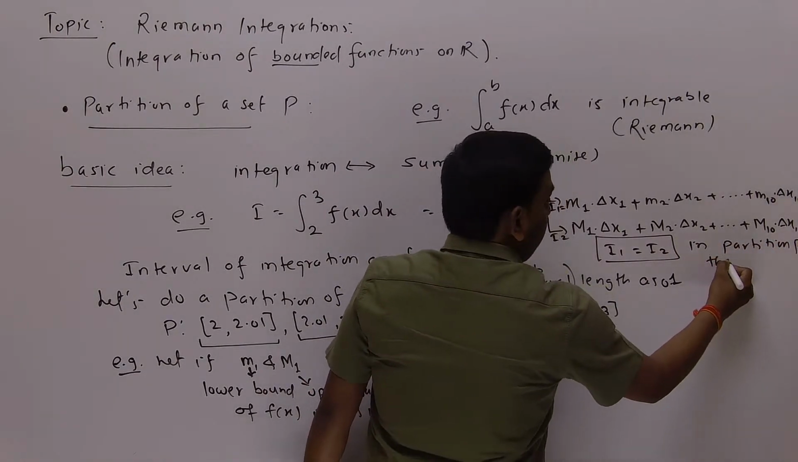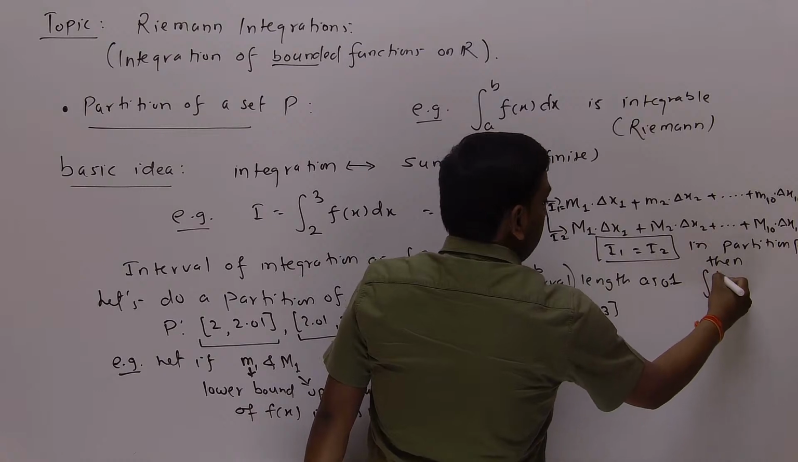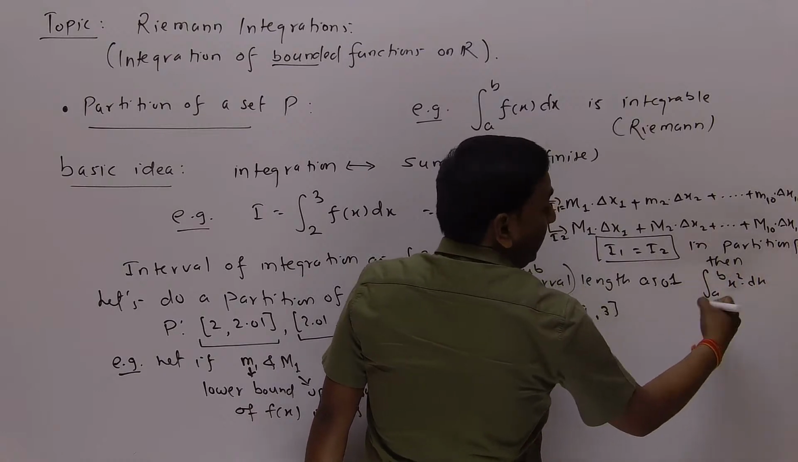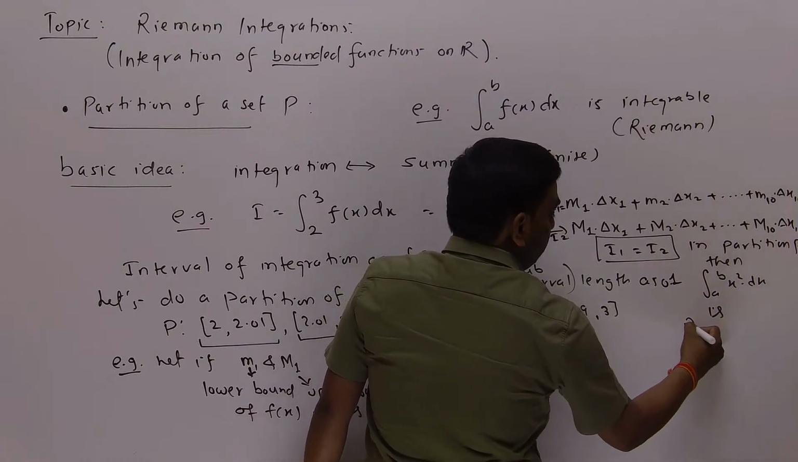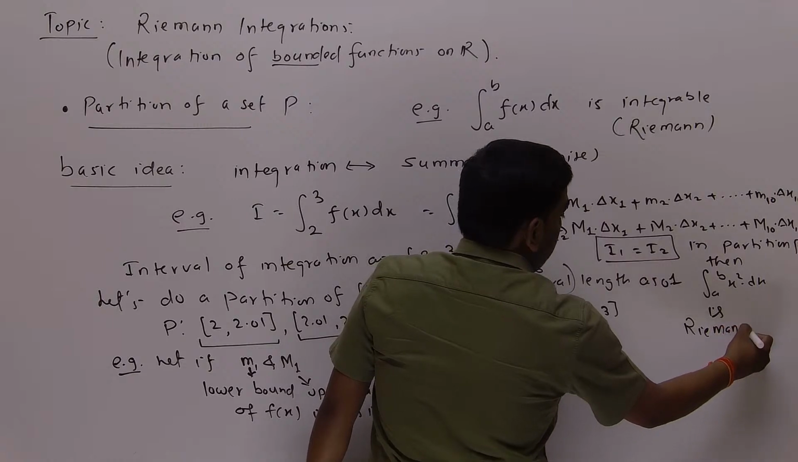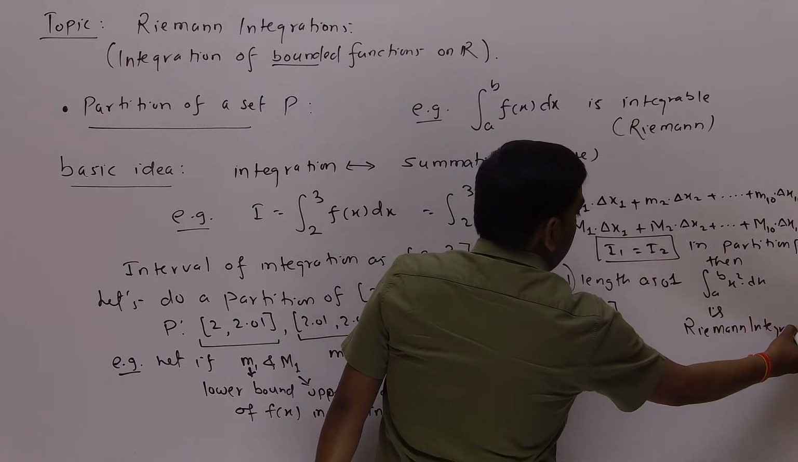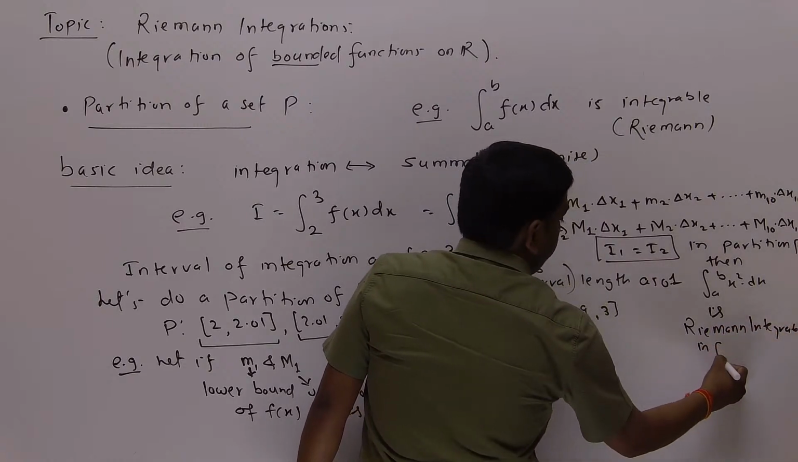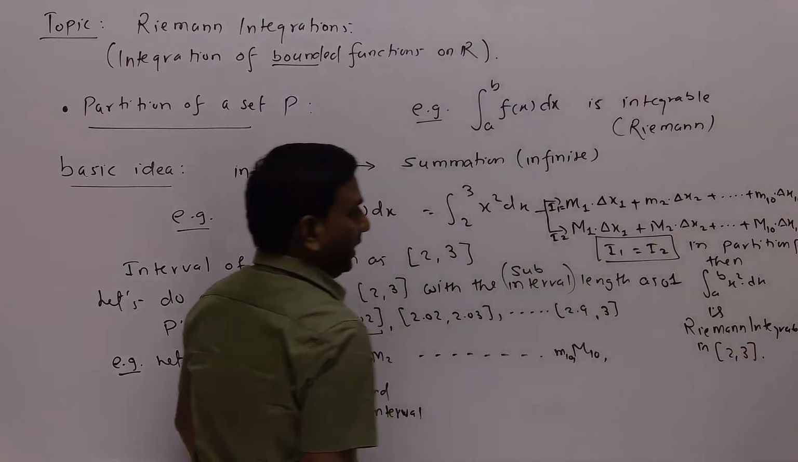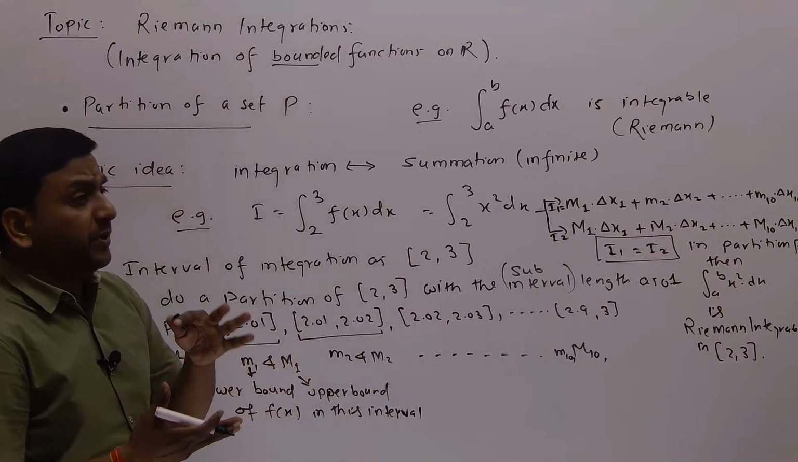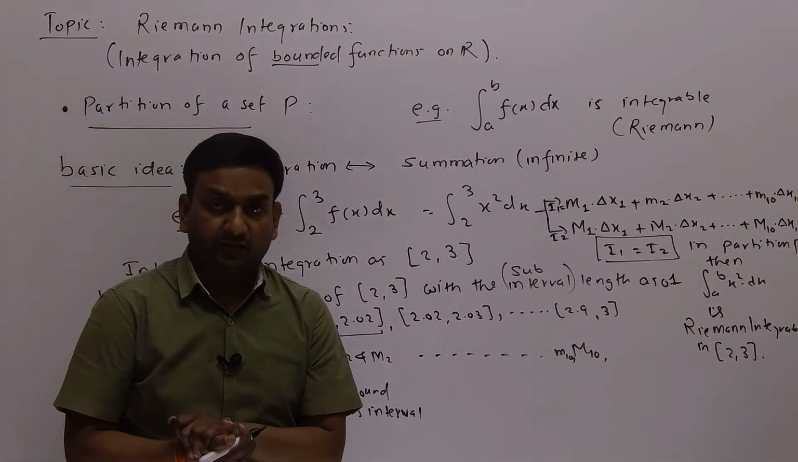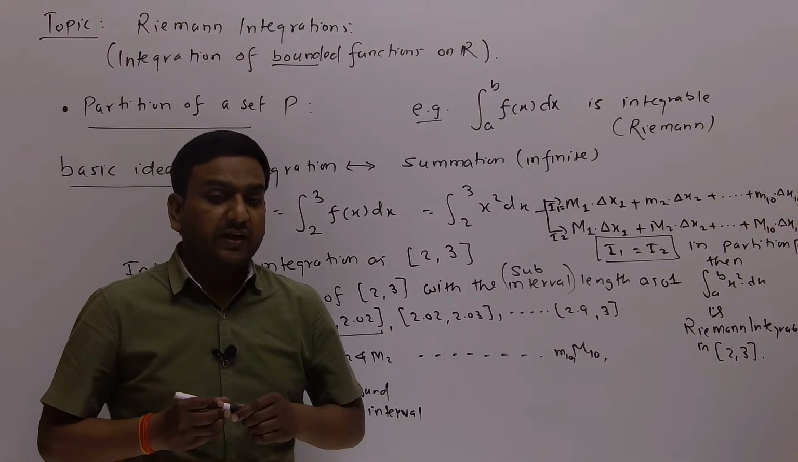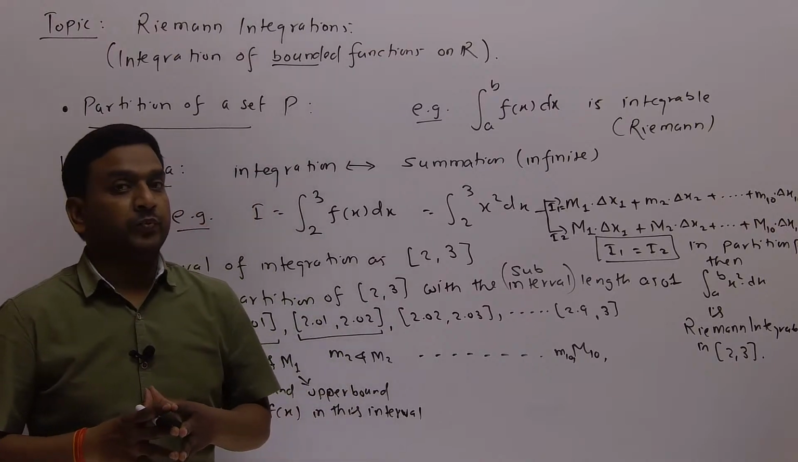In partition P, then you say integral A to B x square dx, or f(x) dx, is Riemann integrable in the interval 2 to 3. If this happens, if it happens to be like this, then you proceed and you think like this here.